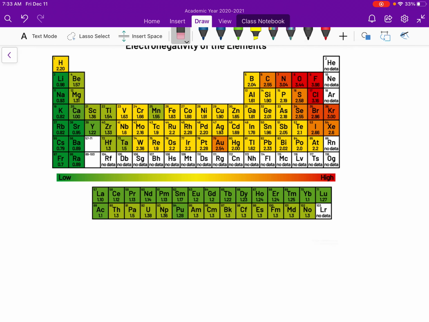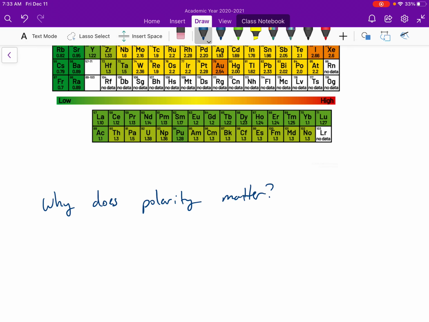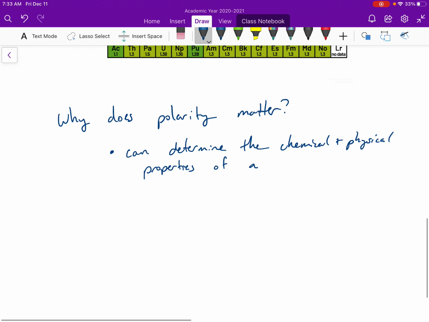So where do we go from here? Why do we care is the next important question. Why does polarity matter? Because it does quite a bit. What this does for us is it allows us to determine the chemical and physical properties of a substance by knowing if it's polar or not.